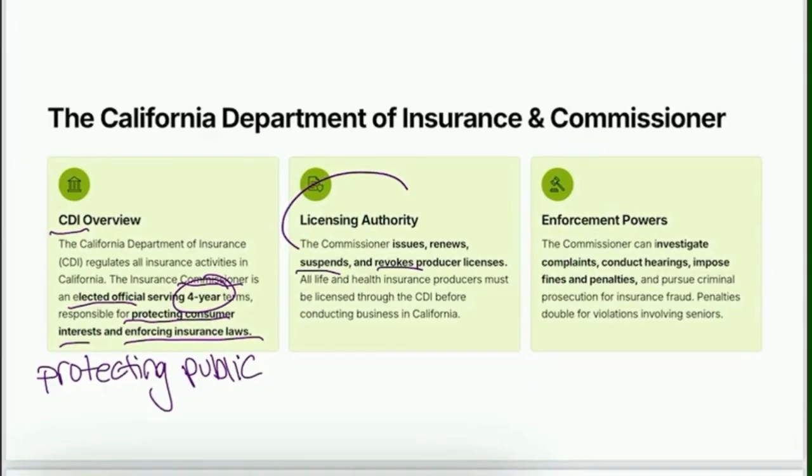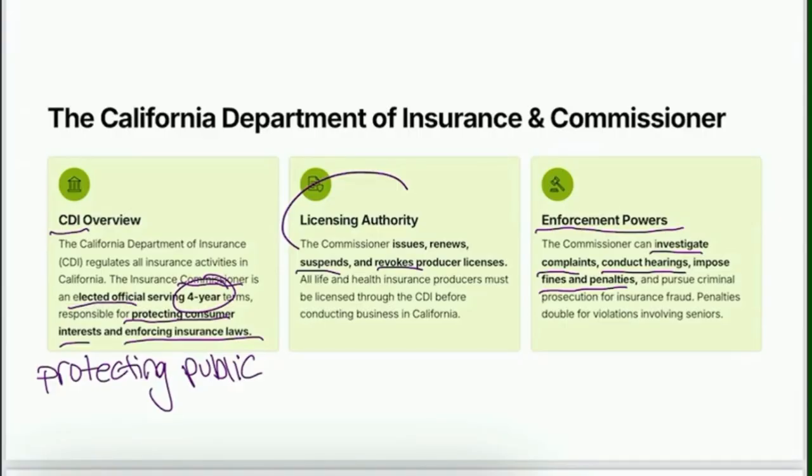A couple other enforcement powers of the commissioner. They can investigate complaints, conduct hearings, impose fines and penalties, and pursue criminal prosecution for insurance fraud. Penalties double for violations involving seniors. So we're going to get into the different fines and penalties in relation to licensing and to fraud.